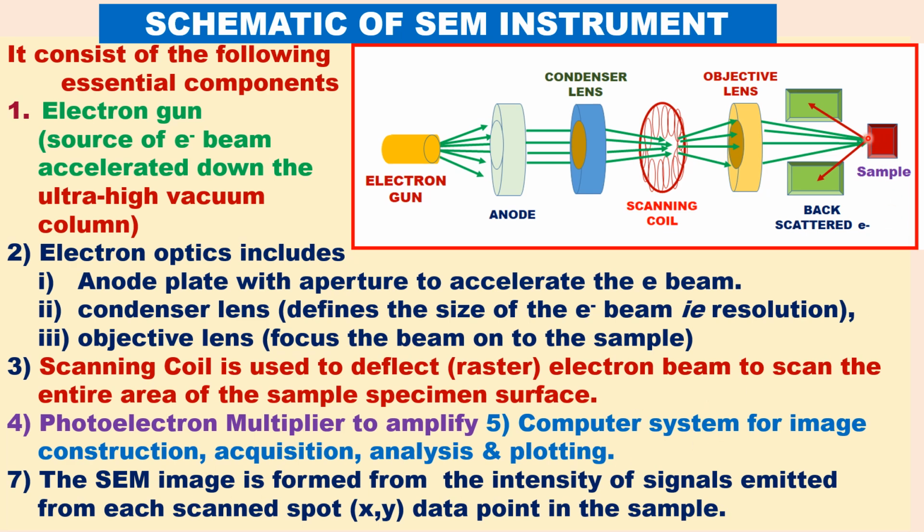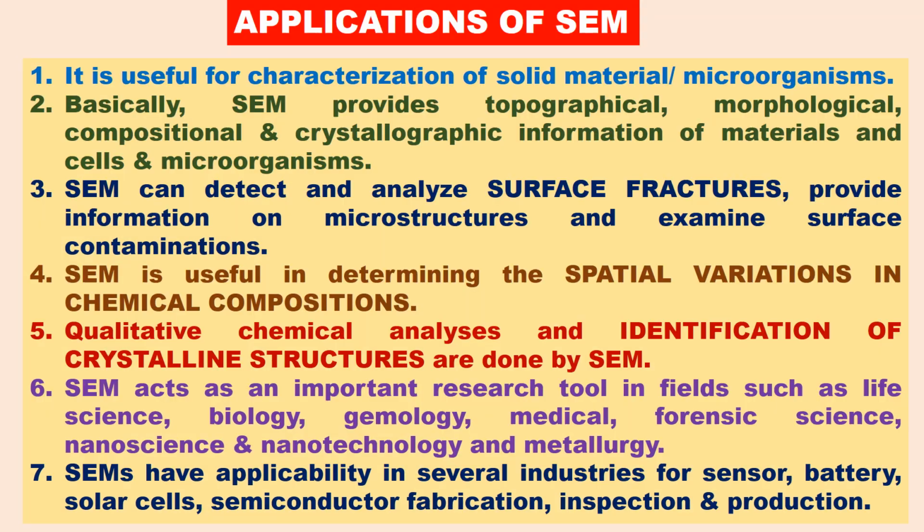The SEM image is formed as follows: if the electron beam hits here, backscattered electrons are obtained. For each spot, the intensity of the emitted signal is analyzed. The SEM image is obtained from the intensity of signals emitted from each data point on the sample surface.